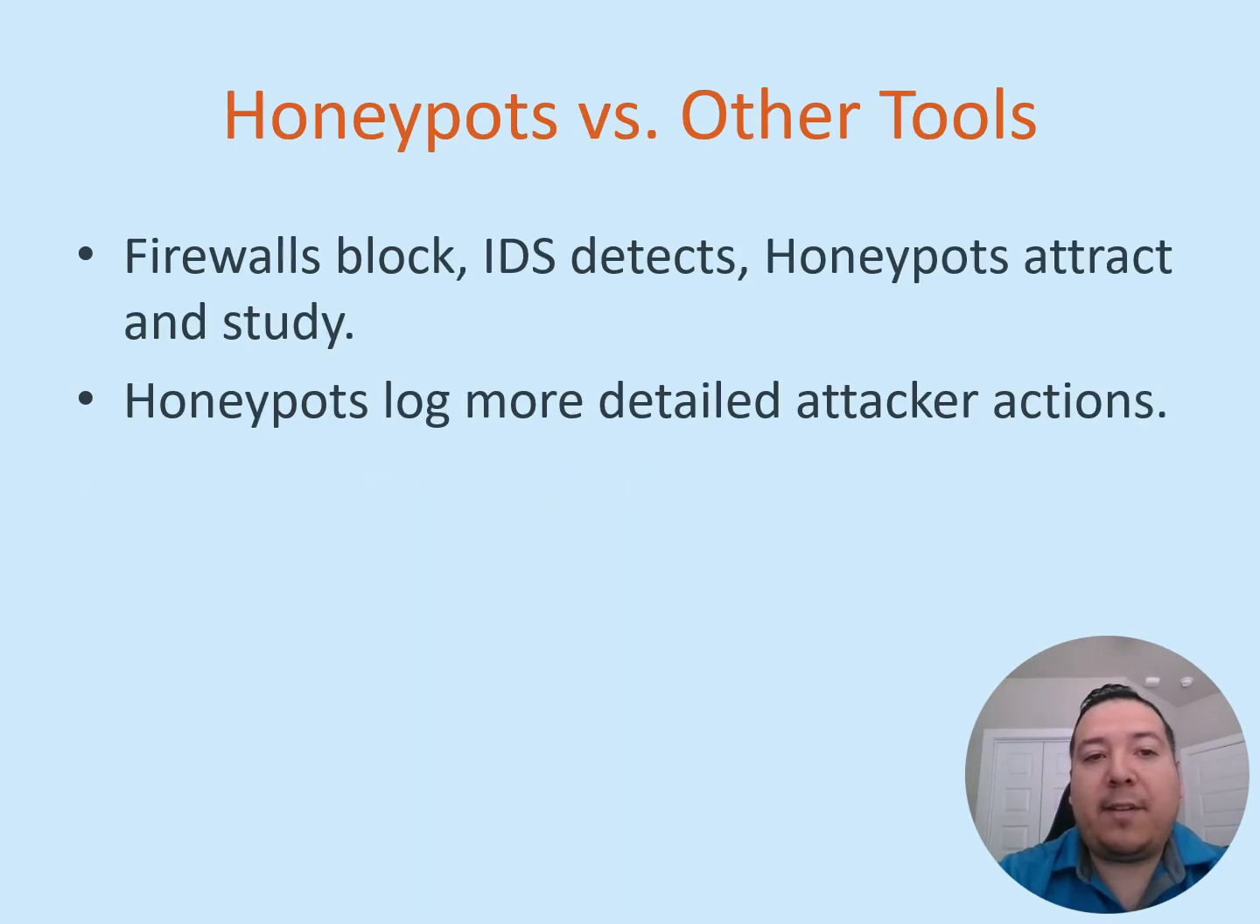So how do honeypots compare to other tools? For this, I've chosen to talk about firewalls and intrusion detection systems. And really, all these tools are going to serve a different purpose. Firewalls are used to block access, while intrusion detection systems detect known patterns. Honeypots, on the other hand, are going to attract attackers and log their activity in detail. Also, honeypots can catch techniques that other tools such as a firewall or an IDS may miss.